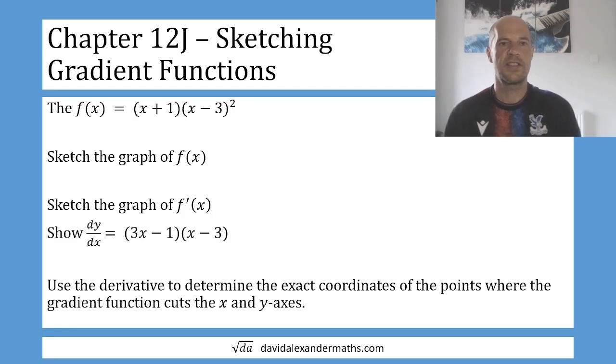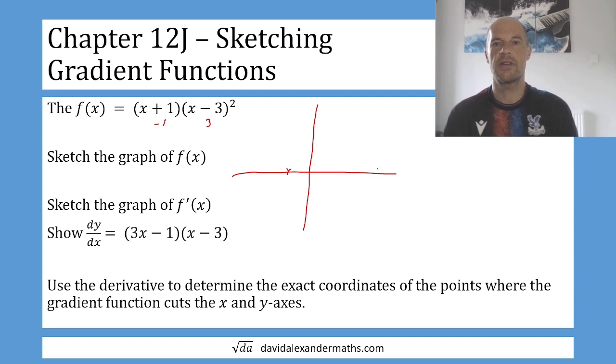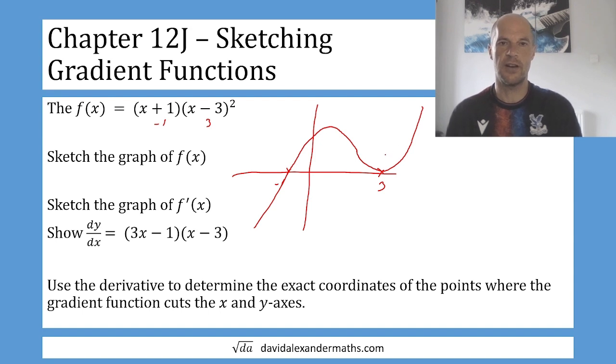Okay, so for this question, we're just sketching the graph of f of x. We know it's got x-intercepts of -1 and +3, except at +3, because this is a squared root, it's not going to cut through the x-axis there. It's just going to touch it and move away. So it's cutting through at -1 and touching at 3, and as it's a cubic, it's going to come up and then go down, but it's going to turn around at this point here before taking off.